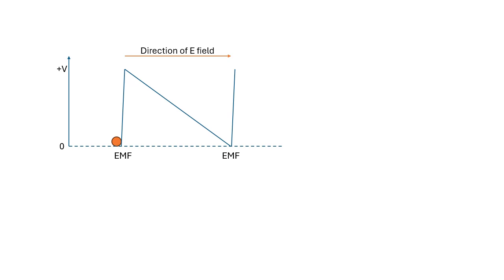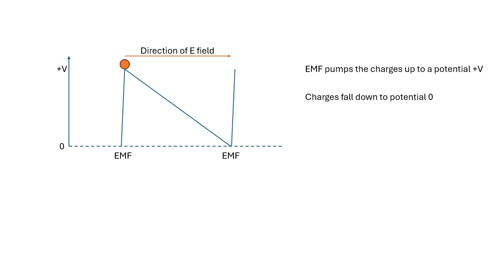Let's start by looking at what happens to charges as they go around a really simple circuit. This diagram shows voltage on the y-axis and distance around the circuit on the x-axis. The charges are going to start at the EMF. It sets up an electric field and it pumps the charges up to a potential of plus V. Then the charges follow the direction of the electric field and they fall down to a potential of 0.